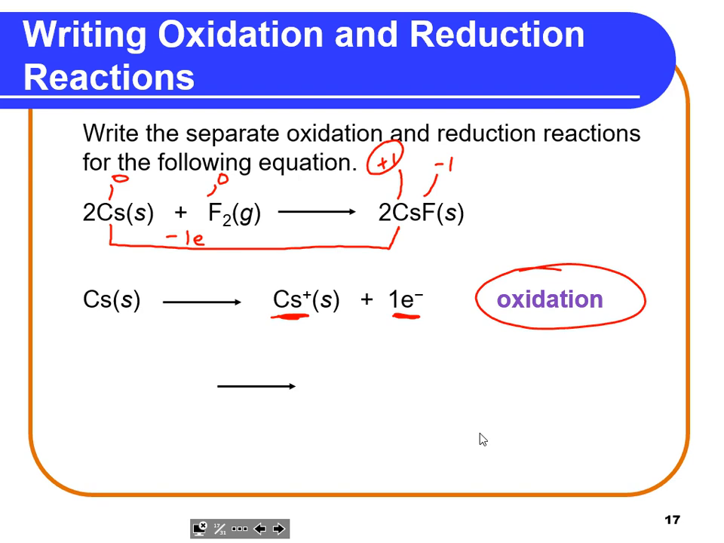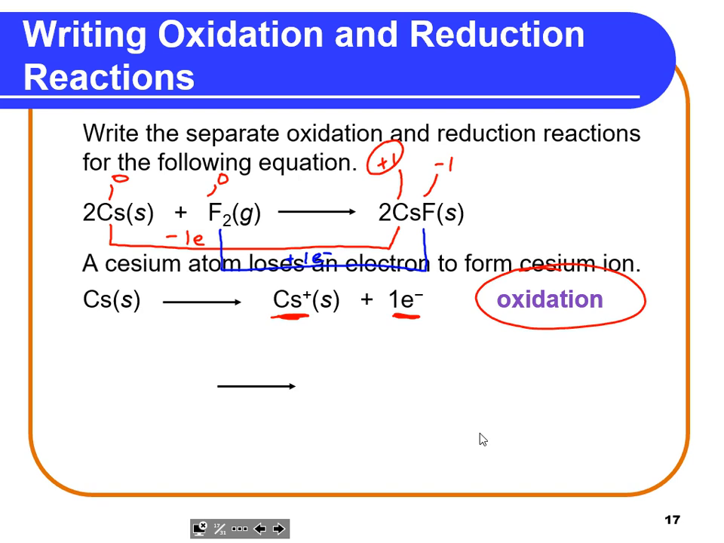Now, let's go back and look here at the fluorine. Here is fluorine, right? Fluorine now has gained 1 electron. So it is gaining a negative charge because it went from 0 to -1. So I am going to have fluorine, and I'm going to have it gaining electrons.